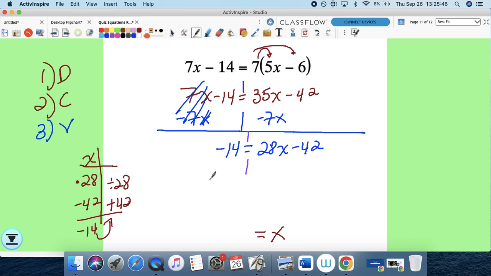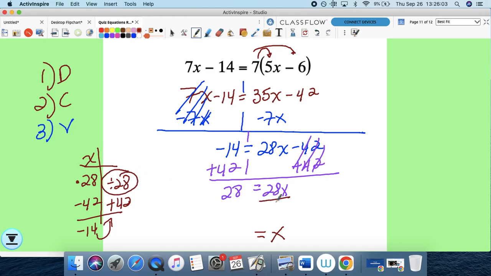line in the middle. We're going to do plus 42 here, which means I add 42 here. These two go away, right? It becomes 0. 28x comes down. Negative 14 and 42 is positive 28. Now I divide, right here I am right now. Divide this by 28, divide this by 28. Simplify to 1, and then here it also simplifies to 1. So it's telling me that x equals 1.